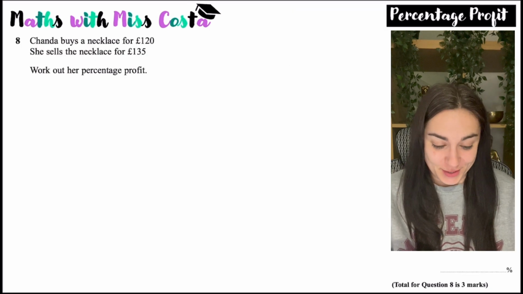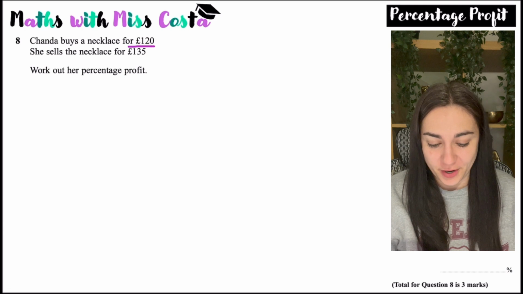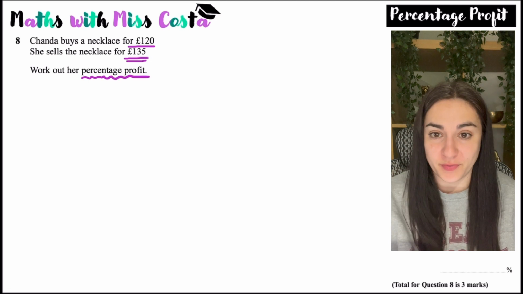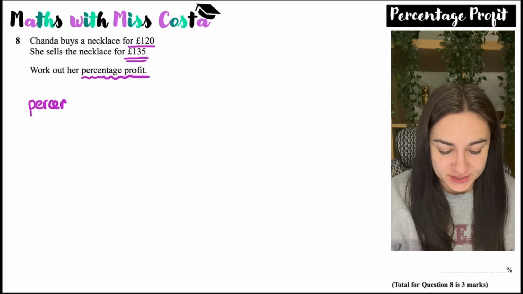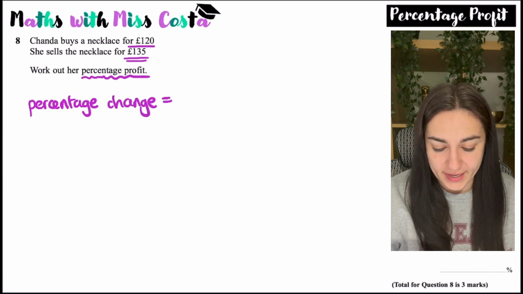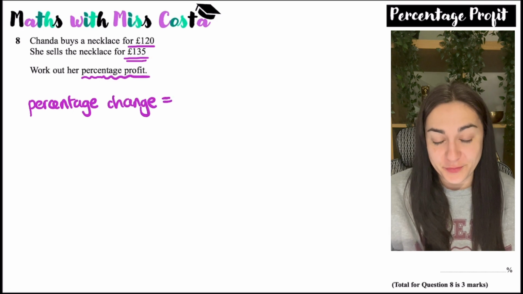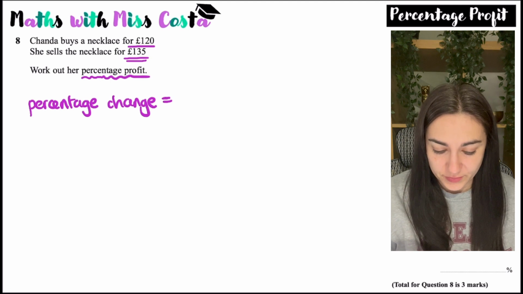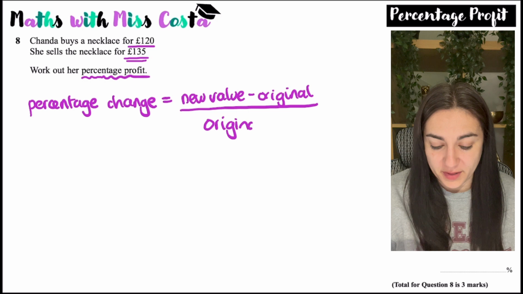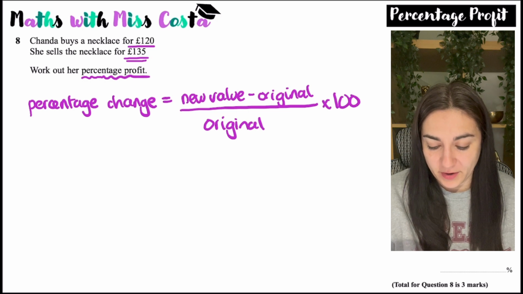So in this question, I am told that Chanda buys a necklace for £120 and then sells the necklace for £135. And I need to work out the percentage profit. Now, whenever you're working out percentage change, whether it's an increase or a decrease, you always work out the difference between your original value. So new value, take away the original. So you're working out the difference and you divide that by the original value and times by 100.